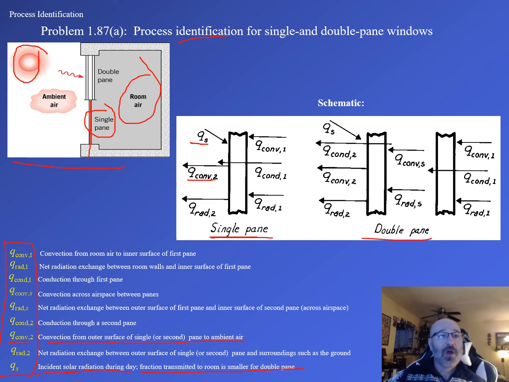So this is going from the pane to the ambient air. We look at this here. Yes, that's coming from the pane to the ambient right there. There's our convection 2, Q convection 2. Now we'll look down here, Q radiation 2. Here's our radiation term right here.